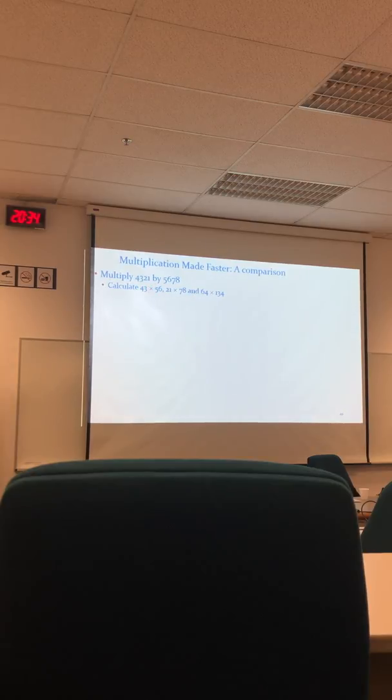So we divide the number that we need to multiply into 2 parts: 4321 times 5678. We don't multiply directly, as that involves more single digit multiplications. We divide into parts: this is A, B, and this is C, D. We divide each into 2 parts.